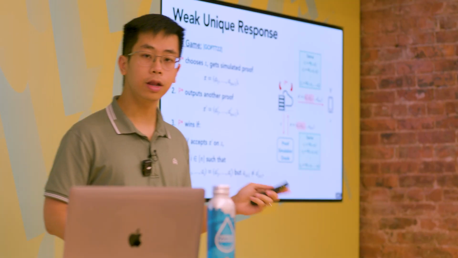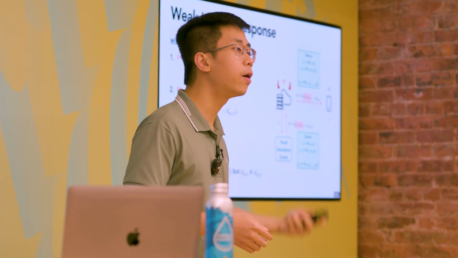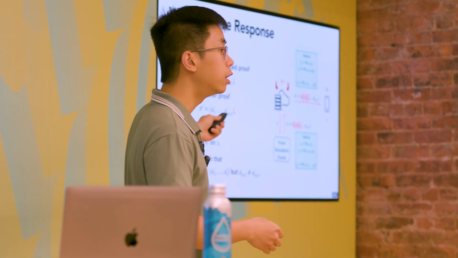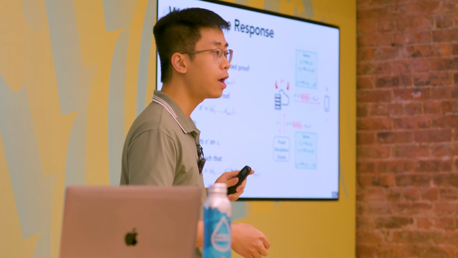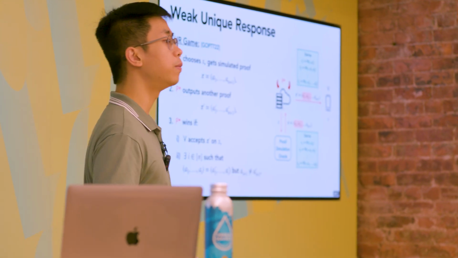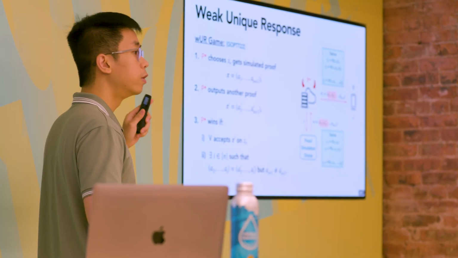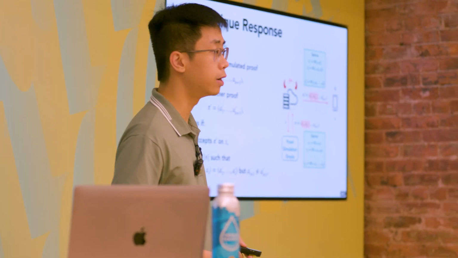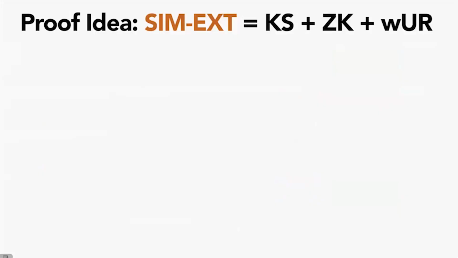And the claim is that if it is impossible for a malicious prover to do this kind of attack, then it is also impossible for the prover to carry out a malleability attack. The idea is basically that simulation extractability is going to be proven from these two standard security properties, knowledge soundness and zero knowledge, plus this weak unique response property.